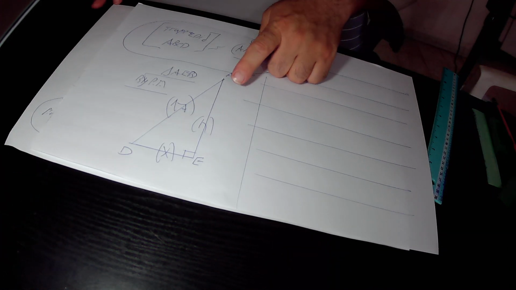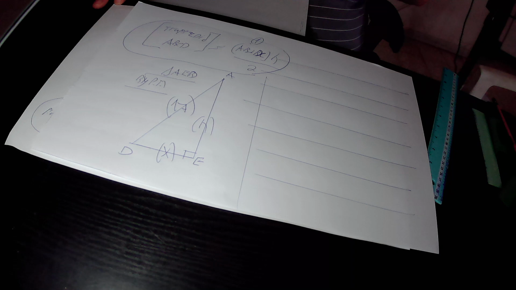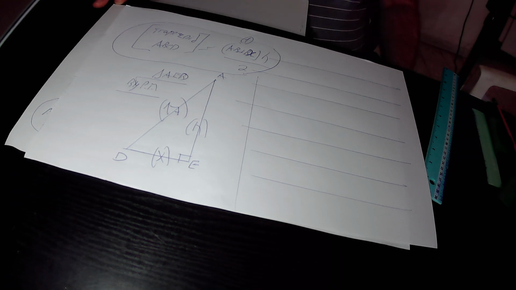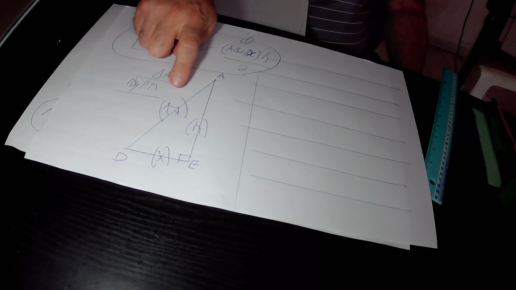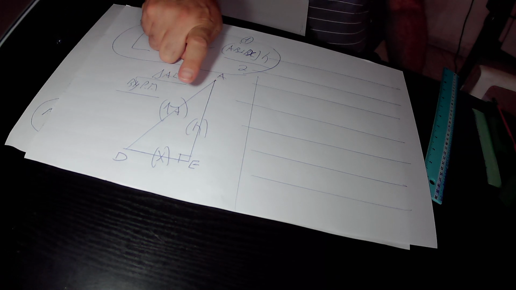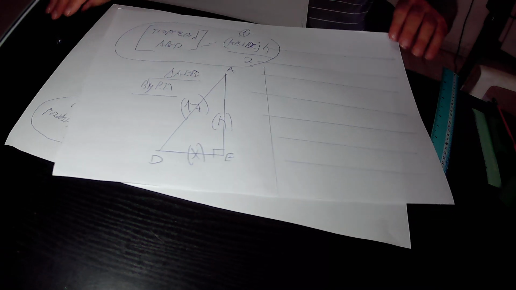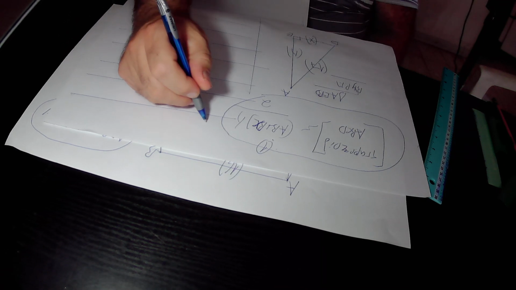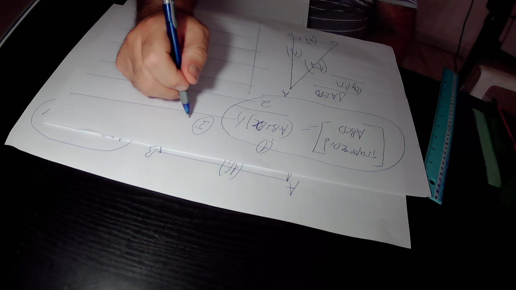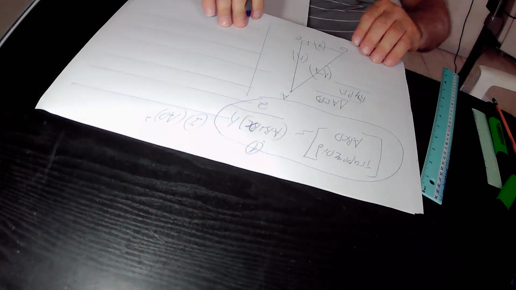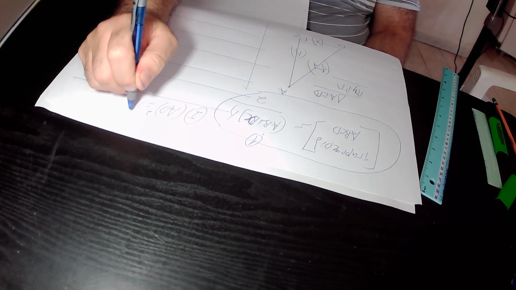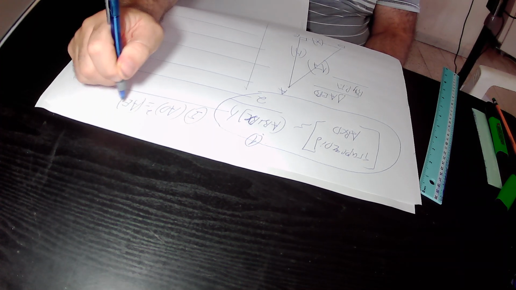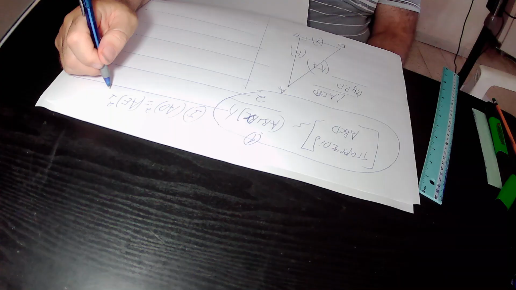So actually, this is the right triangle AED that I copied from the original drawing. According to the Pythagoras theorem, in this right triangle AED, AD squared, that is the square of the hypotenuse, is equal to AE squared plus DE squared. So I write it down. This will be equation 1. AD squared, that is the square of the hypotenuse, is equal to AE squared plus DE squared.